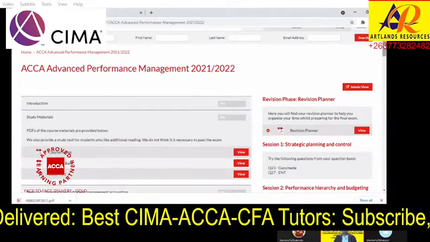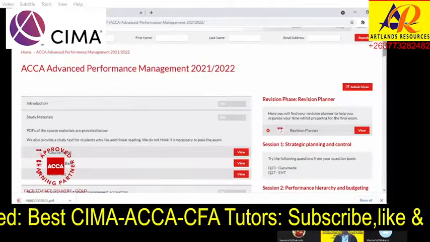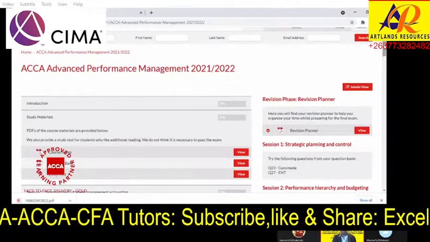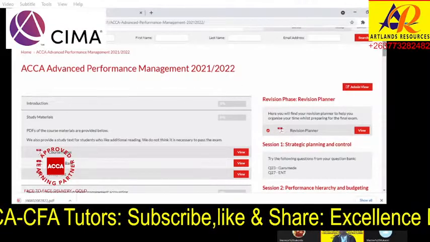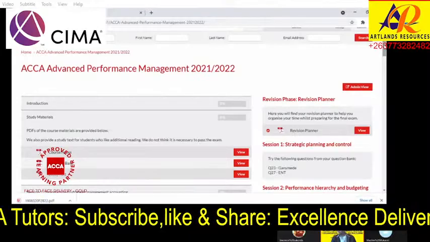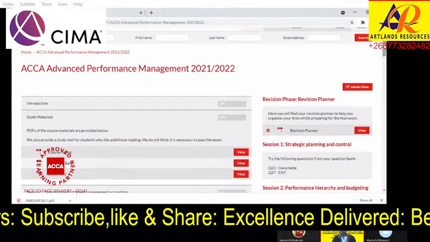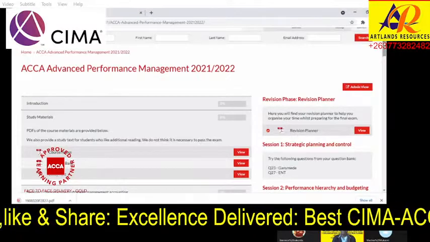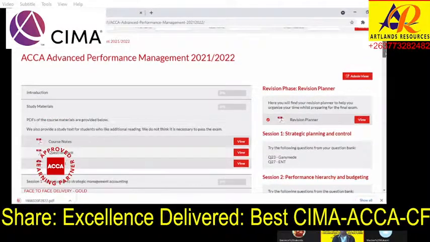And then for supplementary revision, make sure you play my videos that I send in our WhatsApp class groups, and also make sure you complete the revision kit. Don't get to the exam without completing the revision kit. By revision kit, I'm saying either BPP or Kaplan.